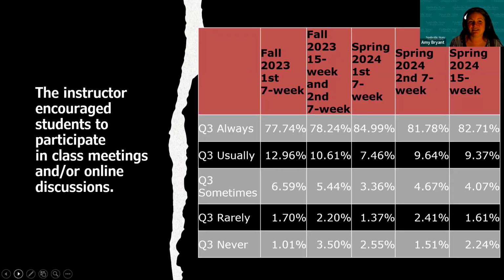The instructor encouraged students to participate in class meetings and/or online discussions. Always and usually take us out of the park there. Our rarely and never responses to question three are very, very low when you take them all together. Even when you add in the sometimes on those, we're looking at around 10 to 12% at the most responding there.